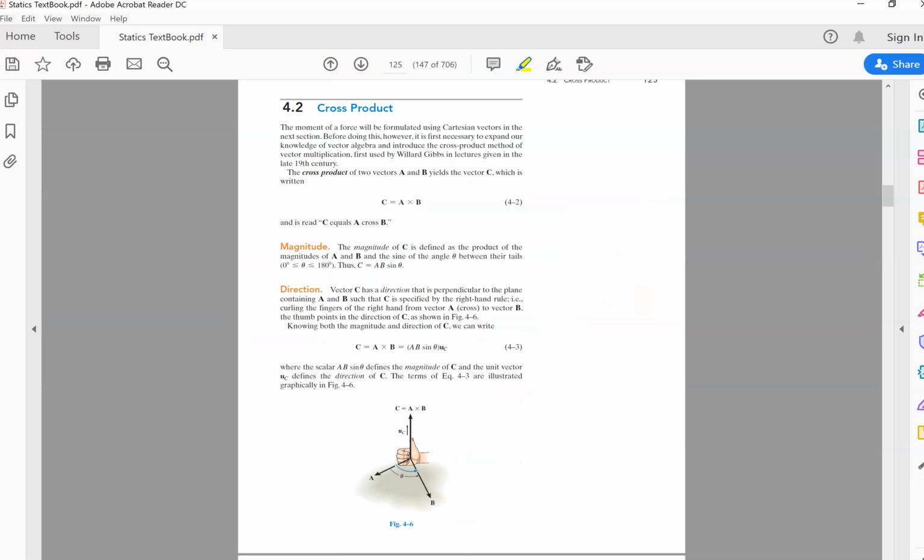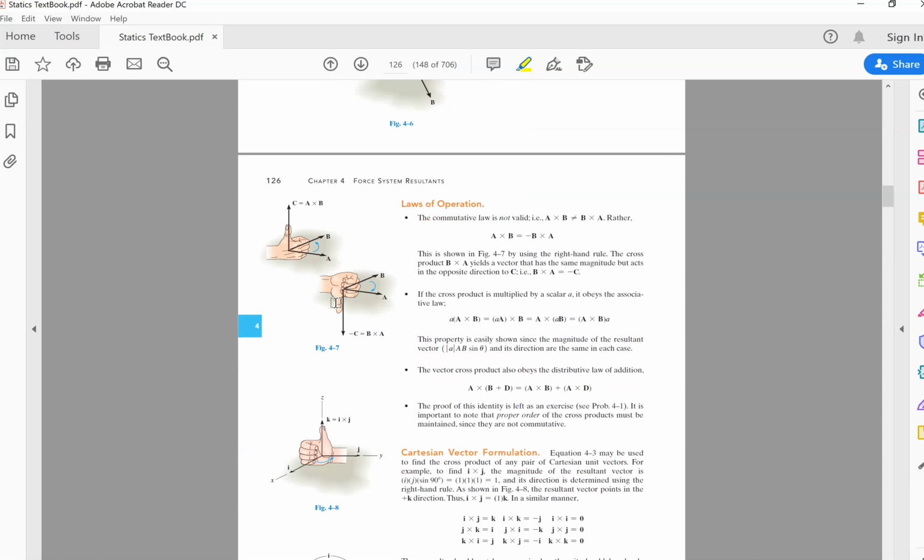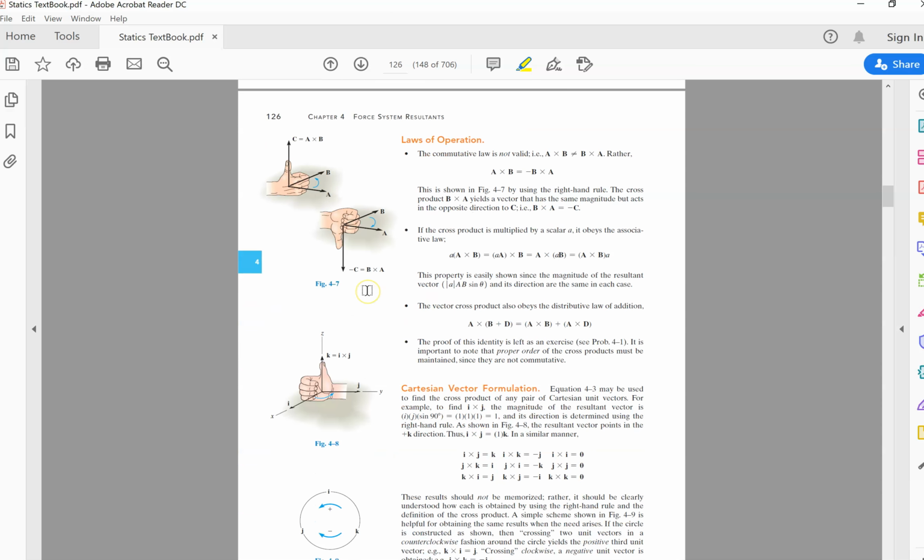And in the textbook, it is at 4.2. This page here, you can find in your textbook. Okay, so we have covered that. Another thing about cross product is the laws of operation. A cross B is not equivalent to B cross A. It will be reversed, it will be negative. So it's not that simple, you can't just multiply.